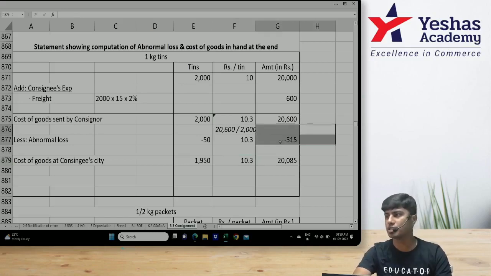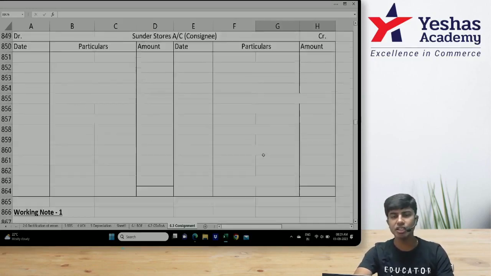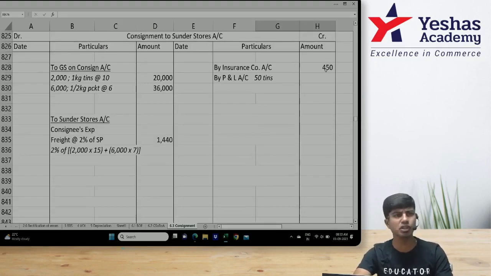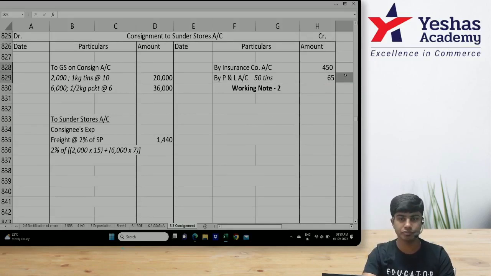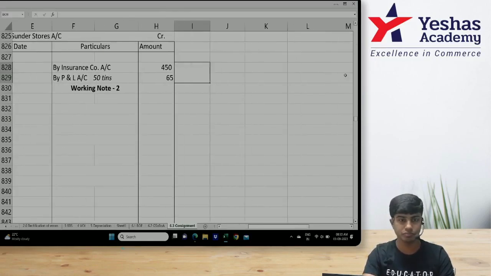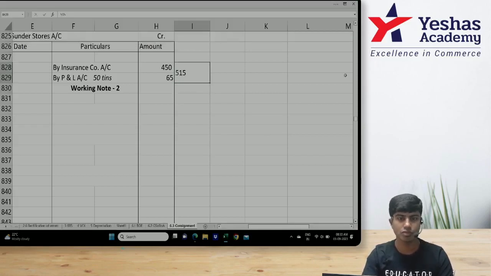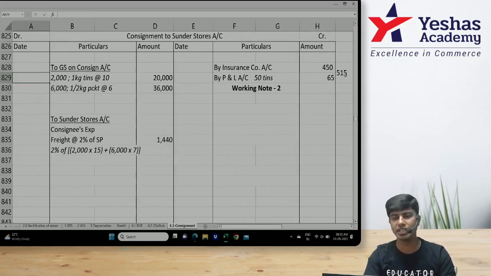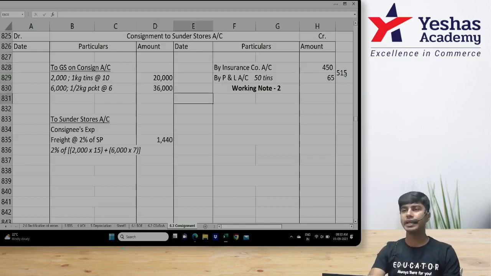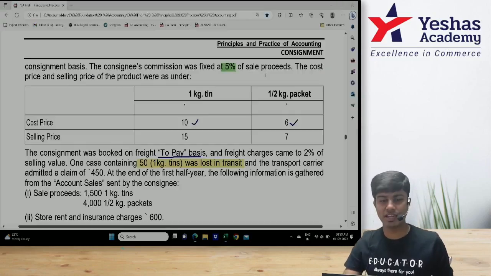This 515 rupees abnormal loss, the journal entry will be insurance company account debit 450, or transport company account debit 450. How much will it be? 515 minus 450. 515 rupees. In that, 450 rupees cash is this. Sorry, the insurance company has to pay. And the balance of 65 rupees will be our loss. Clear? Any doubts? What is after that?